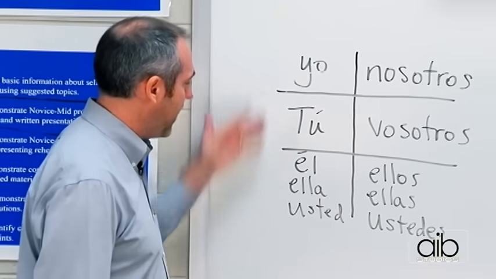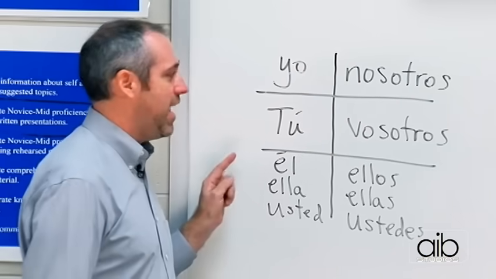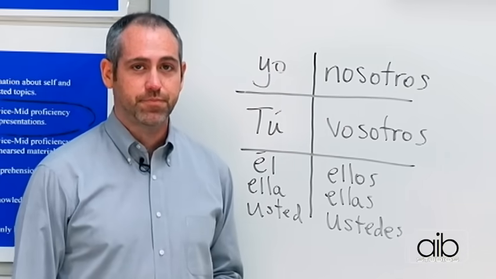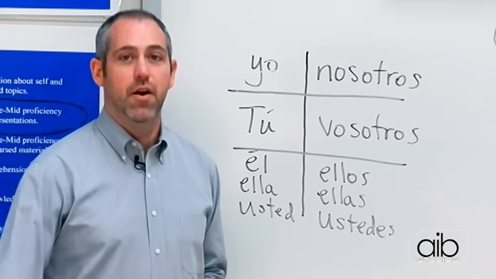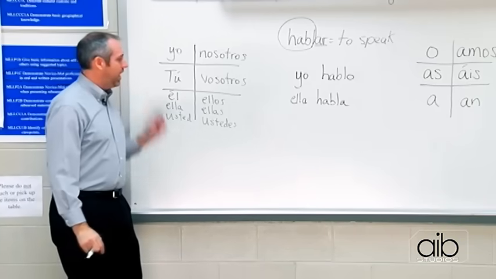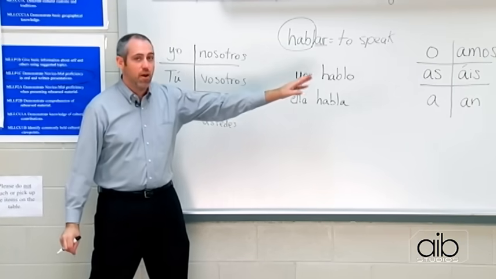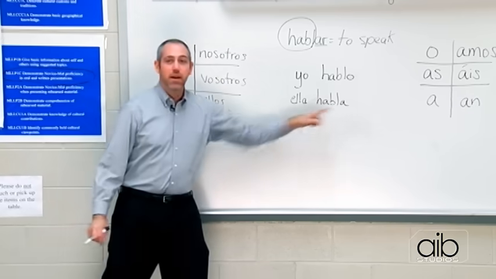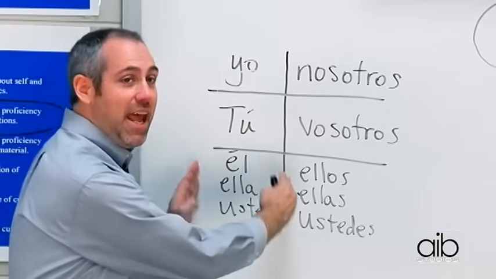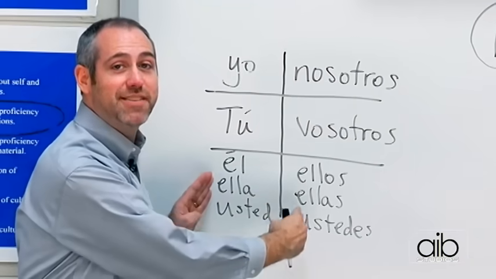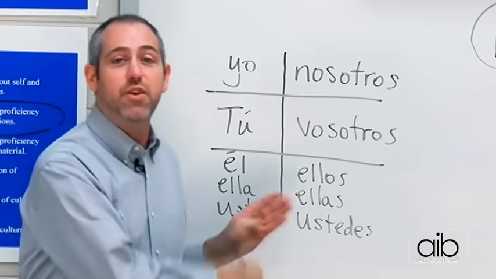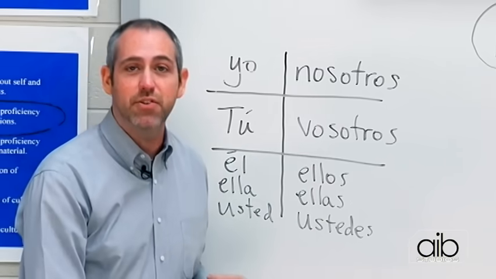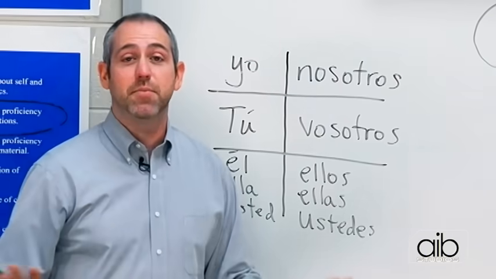Now, let's just go through the other ones. How do I say he speaks? Good. Él, and again, we take off the AR and we put that ending right over there. Él habla. Remember why we put él, ella, and usted in the same box? Because they use the same stuff. They use the same endings, the same verb conjugations. They use all the same stuff.